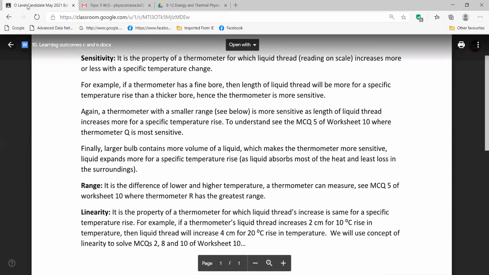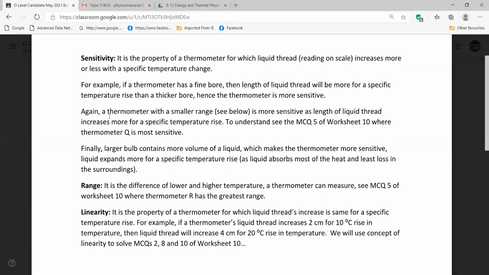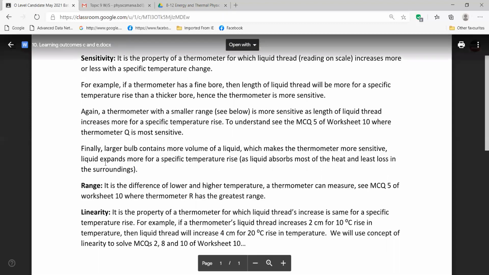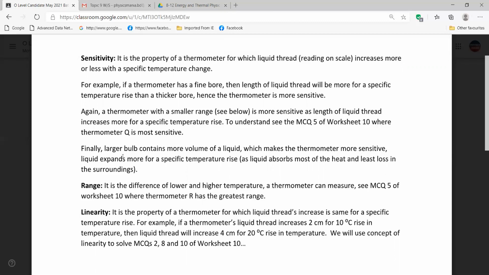Now last one about sensitivity. So sensitivity we are getting from smaller diameter, sensitivity we are getting from smaller range, and sensitivity we are getting from larger bulb. If the bulb is larger, then sensitivity is more. Can you write it please? Yes. Then I'm explaining. Larger bulb. Are you writing? Yes.